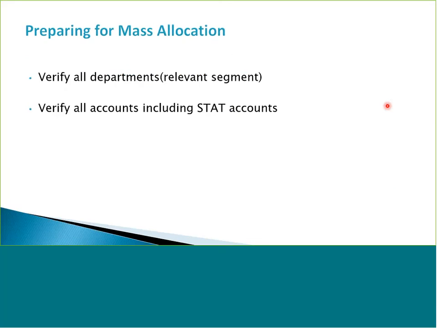So now there are a couple of things that we need to be sure are set before we can do mass allocation. We need to verify that in our case all the departments, or the relevant segment in any other case, are set. We also need to verify that all the accounts, the cost pool account and the start accounts that contain the balances for headcount, are set and that the balances are okay, so that we can produce the right amount.